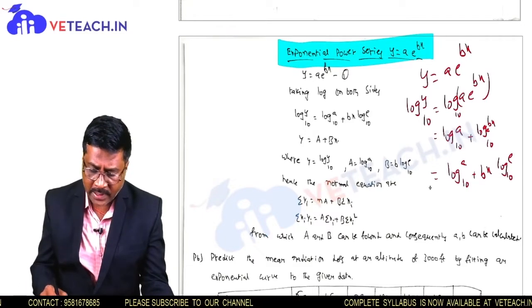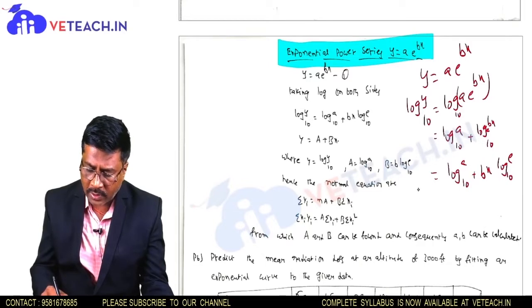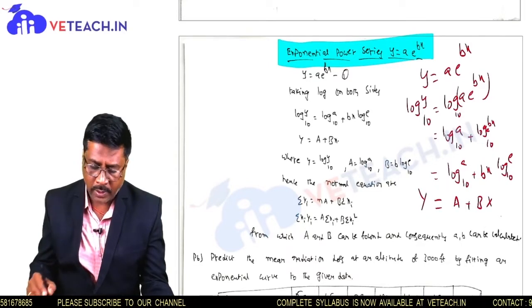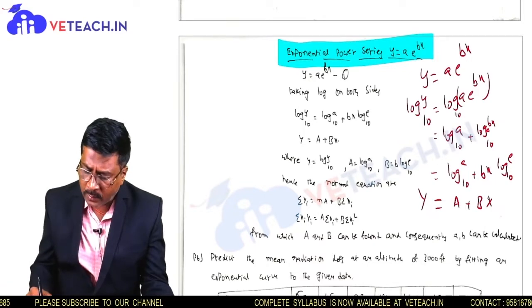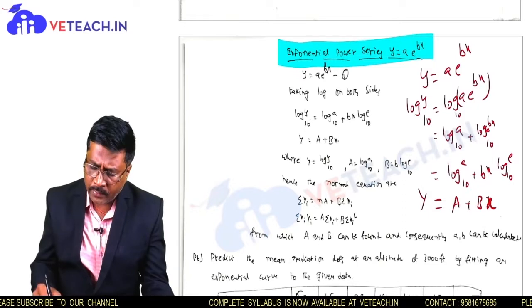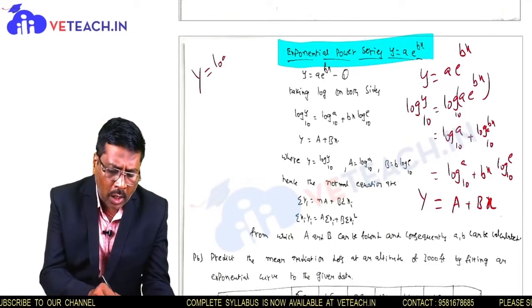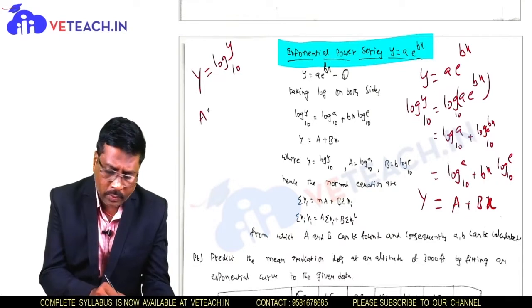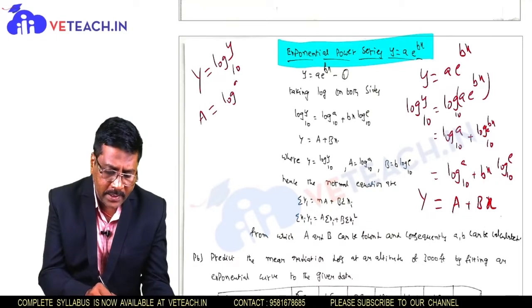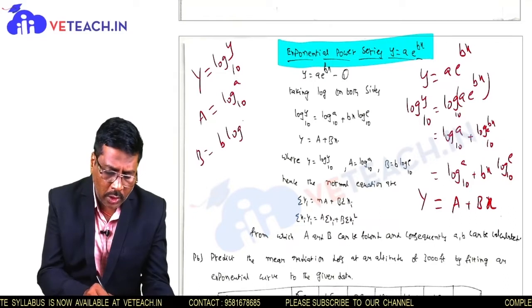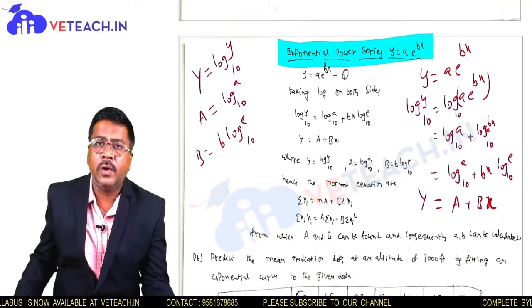Now we have to assume that capital Y is equal to capital A plus capital B into small x. So then this is the equation. Here capital Y is equal to log y to the base 10, capital A is equal to log a to the base 10, and capital B is equal to b into log e to the base 10. These are the values that you have to assume.